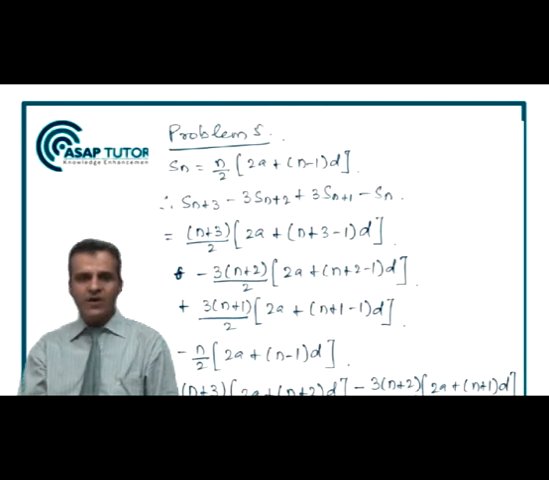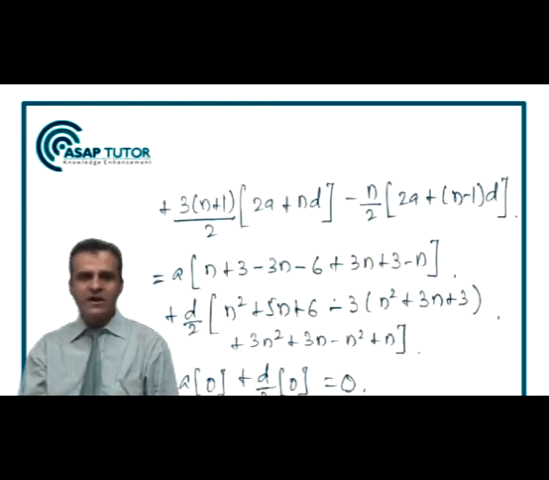Now from the first one, (n plus 3) by 2 into (2a plus (3 minus 1) is 2, so (n plus 2) into d), minus 3 (n plus 2) divided by 2 into (2a plus (n plus 1) d). And then the next one is plus 3 (n plus 1) by 2 into (2a plus nd), and minus n by 2 into (2a plus (n minus 1) d).